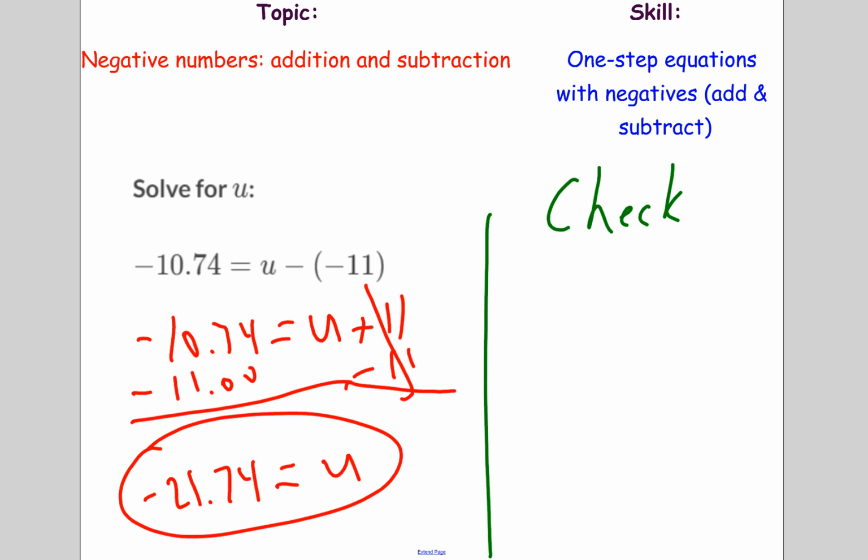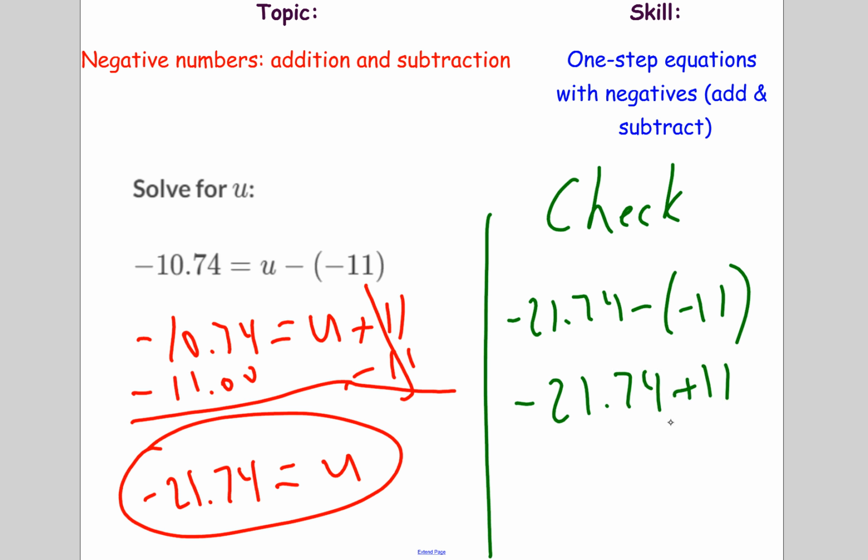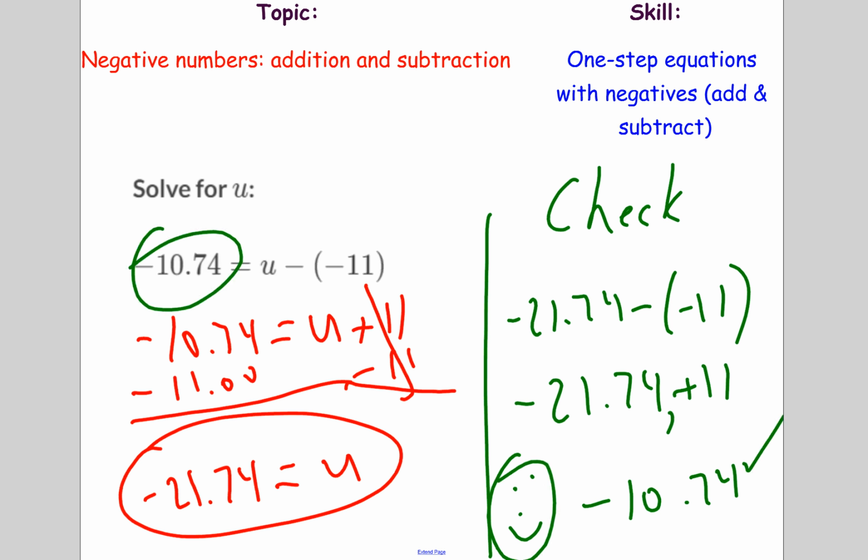All right. So let's put in negative 21.74 for u. So negative 21.74 minus negative 11. So minus negative 11 becomes plus 11. Well, what do I have, more negatives or positives when I put them together? I have more negatives. So the difference between these two is 10.74. And does that give me a smiley face? It should, because that matches that.